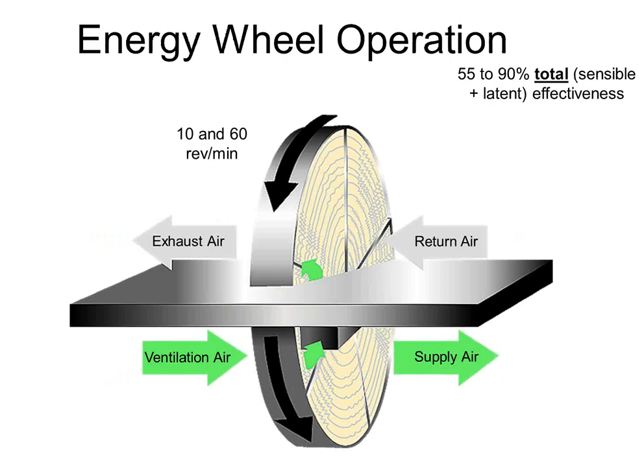Wheels are by far the most common type because they have the largest recovery possibility, and they are typically less footprint required. The wheel spins between the 2 airstreams and transfers energy that way. You can get a sensible only one, or you can get one that is sensible plus latent. That one typically has a desiccant impregnated onto the plastic that can absorb and release moisture.